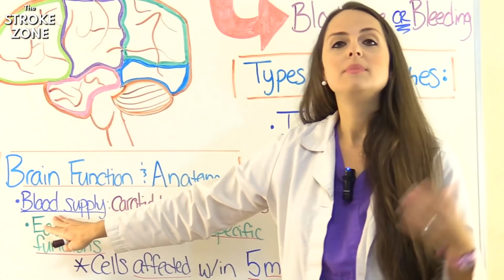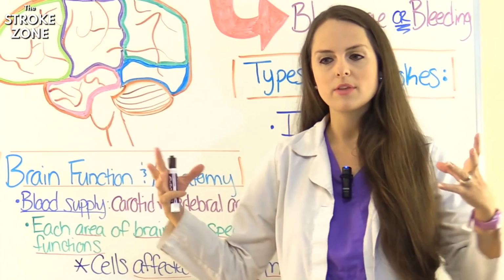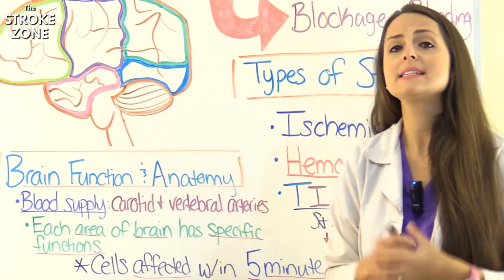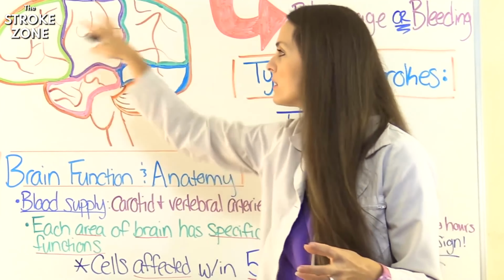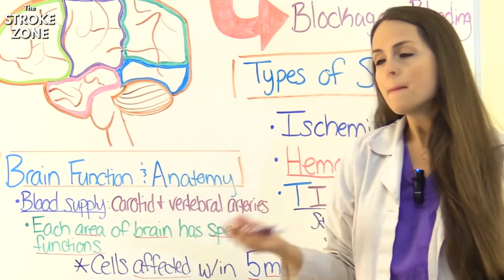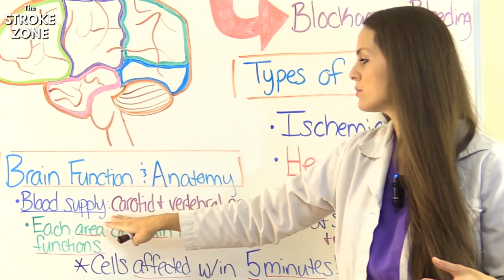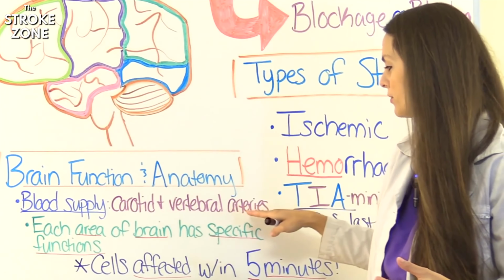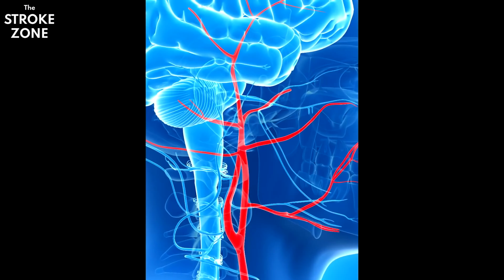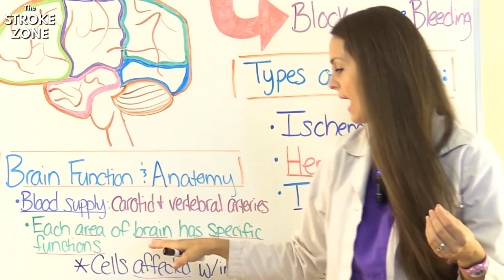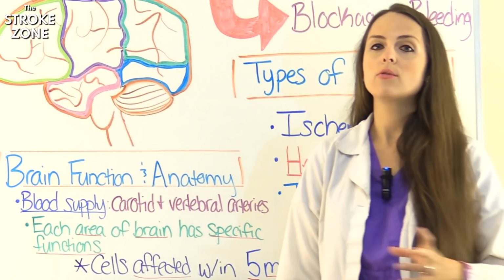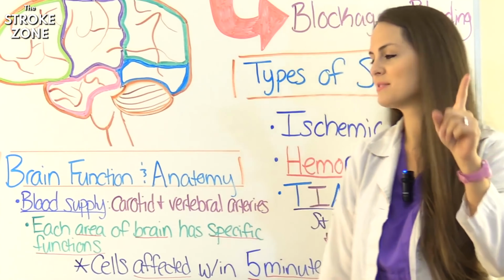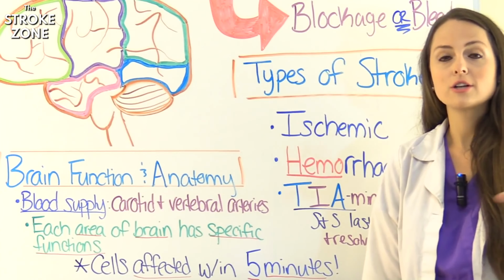So first, let's look at blood supply. What supplies the brain with all of its fresh, rich blood? Because in stroke, that's the issue. There's not enough blood getting to a specific part of the brain and it's causing the patient issues. Most of the blood supply that comes to the brain is through the carotid or vertebral arteries, and these arteries will branch off into other arteries and will feed these sections, and each area of the brain has specific functions, and you want to know what those functions are in order to be able to get those test questions right on those exams.